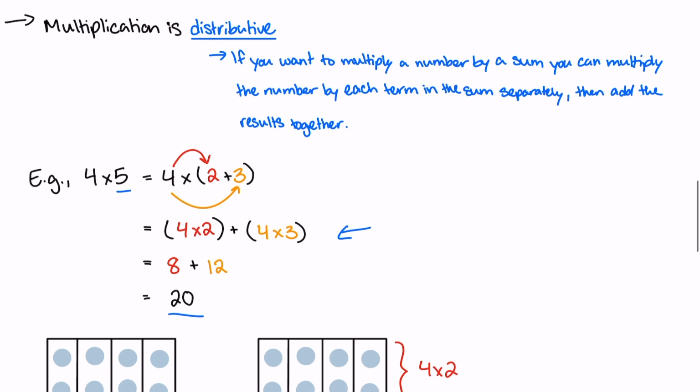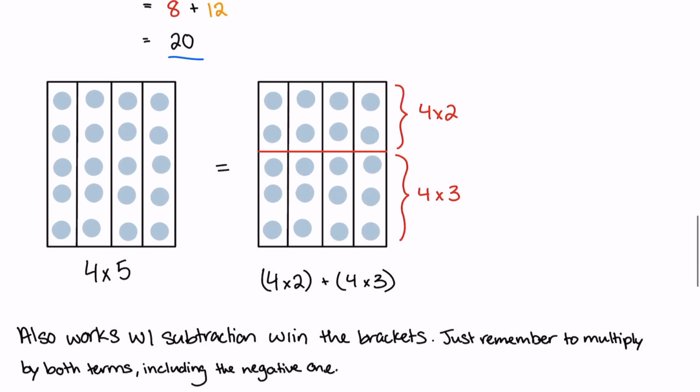And again, we can show this with illustrations. For the illustration on the left, I just have 4 times 5, so 4 groups of 5 blue dots for a total of 20. And on the right, I've split that into 2 groups. So I have one with 4 groups of 2 and one with 4 groups of 3. And as you can see, it still gives us the same answer for 20 total blue dots.